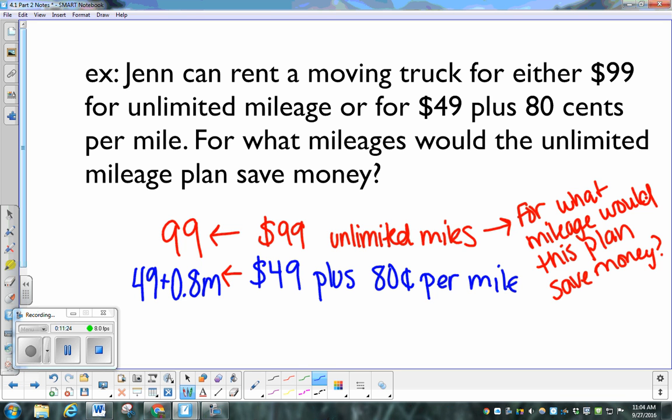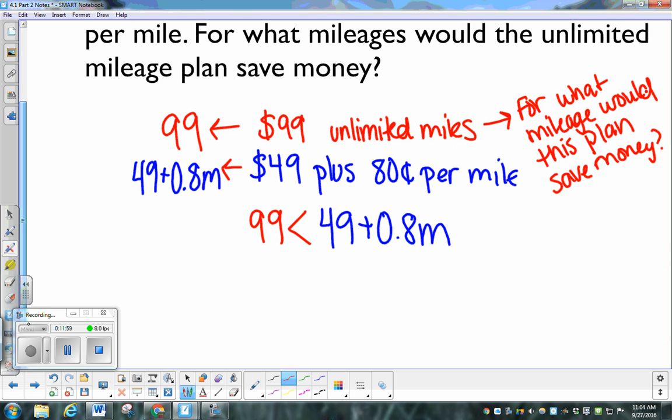Now I want to know, when is my unlimited plan going to cost less than my other plan? So I want to know, when is my $99 plan going to be less than my other plan, my 49 plus 0.8 M plan? I want to know when the unlimited one's going to save money, when it's going to be cheaper, so I want to use the less than symbol next to that equation. Now we can just solve this as we would any other equation.